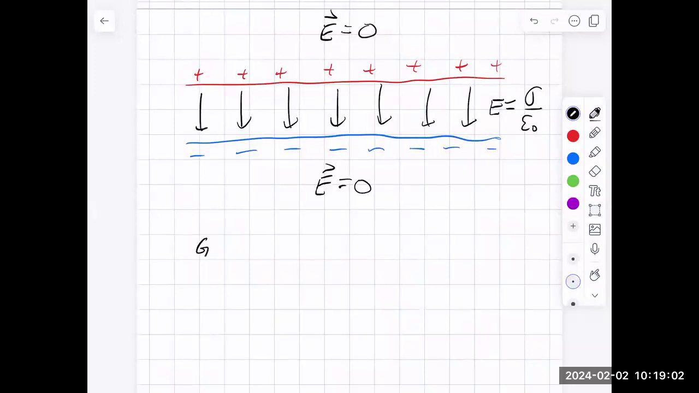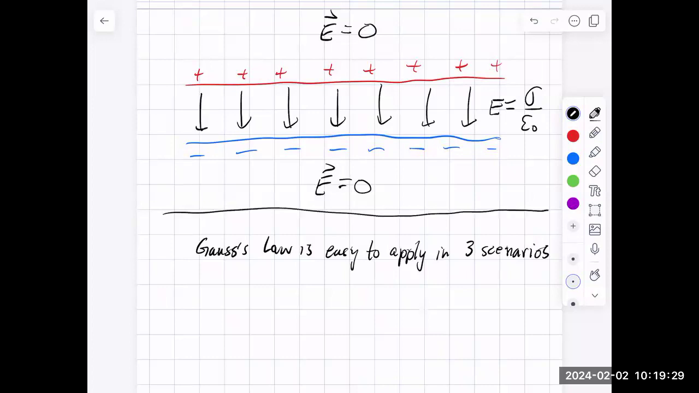So Gauss's law is easy to apply in 3 scenarios. And if you can master these 3 scenarios in which you can use Gauss's law, then you'll be prepared to answer essentially any type of question I could ask you to do. So one is a point charge or a spherical distribution of charge.